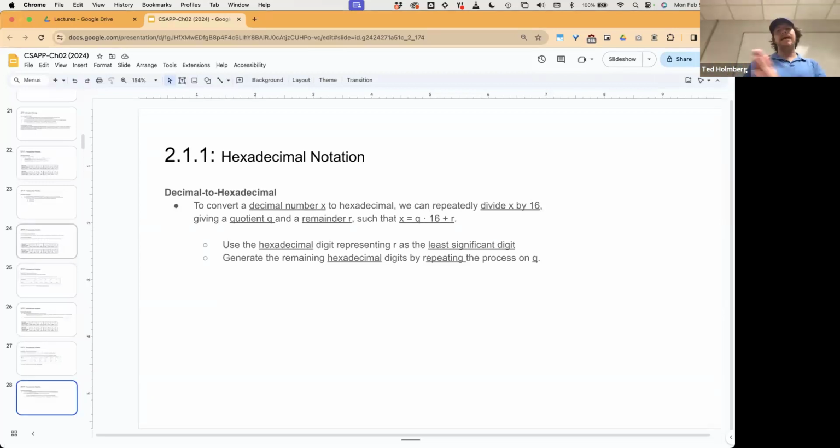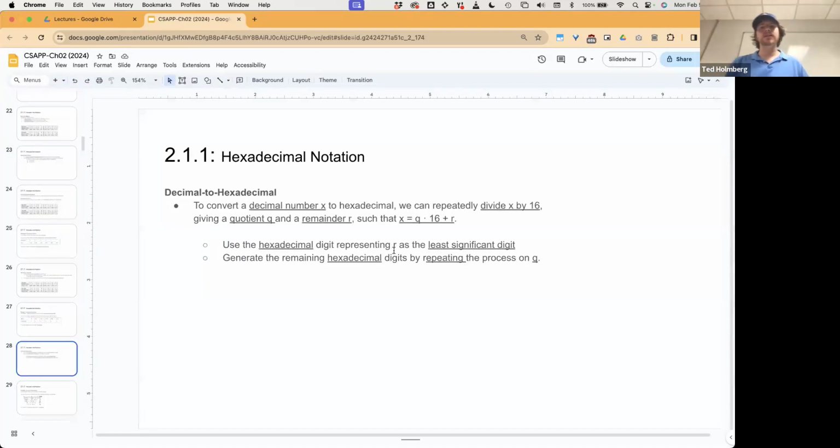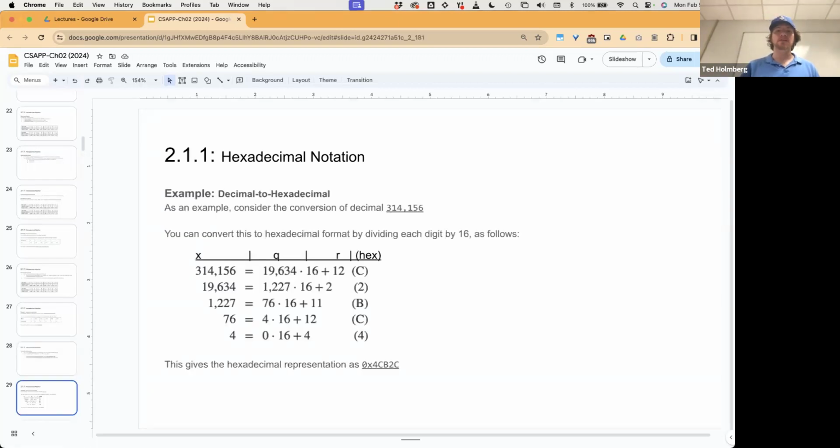So if we want to convert a decimal number to hexadecimal, the best way to do this is to divide by 16, and then you're given a quotient and a remainder, right? Effectively you do long division to convert from base 10 to base 16. Let's take a look at that. Here, you'll use your hexadecimal digit representing the least significant digit, and we'll generate the remaining hexadecimal digits by repeating this process. Suppose we had this decimal value of 314,156. We're going to divide that by 16. That gives us a quotient of 19,634, and a remainder of 12. We capture the remainder because that part is the interesting part to us at this point.